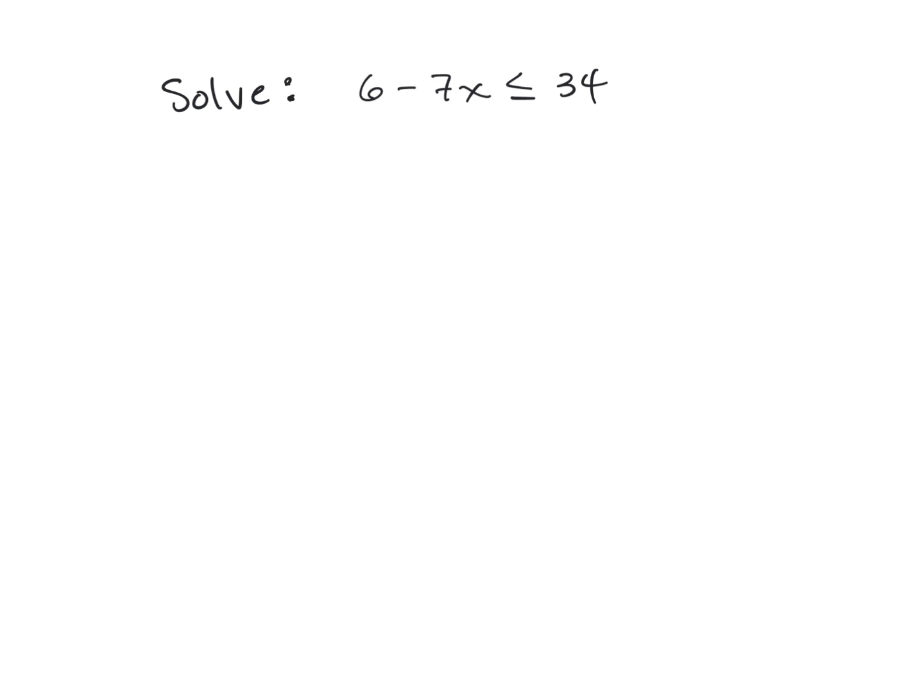I can do whatever I want to one side of the statement, so long as I do the same exact thing to the other side of the statement. So if I want to add 10 to one side of the equation, I've got to add 10 to the left side of the equation. If I want to subtract 18 from the left side of my inequality, then I need to subtract 18 from the right side of the inequality.